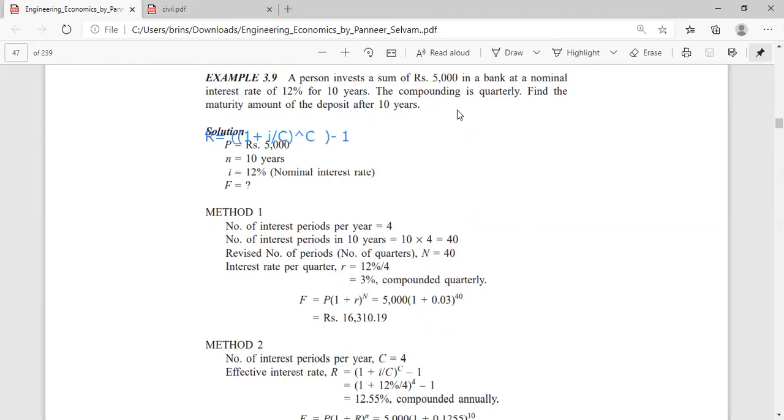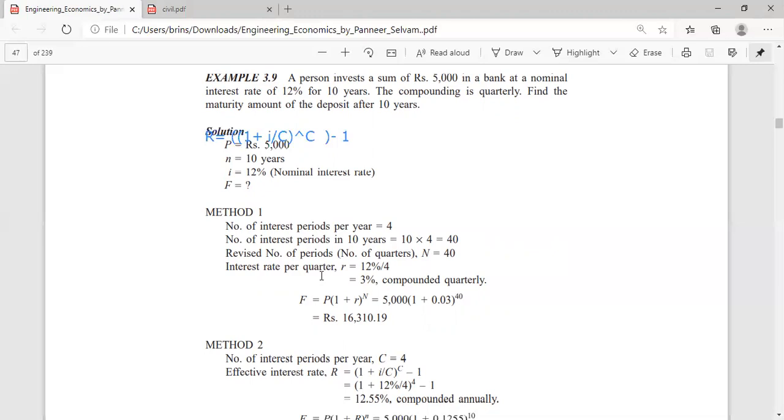So for 10 years: for 1 year 4 times, then for 10 years, 10 into 4, that is your 40. That is your revised number of periods. So you have to get the number of quarters, the total revised period. That will be 40 by calculating it, and also the interest rate per quarter. So don't simply take the 12% and all other things directly, okay?